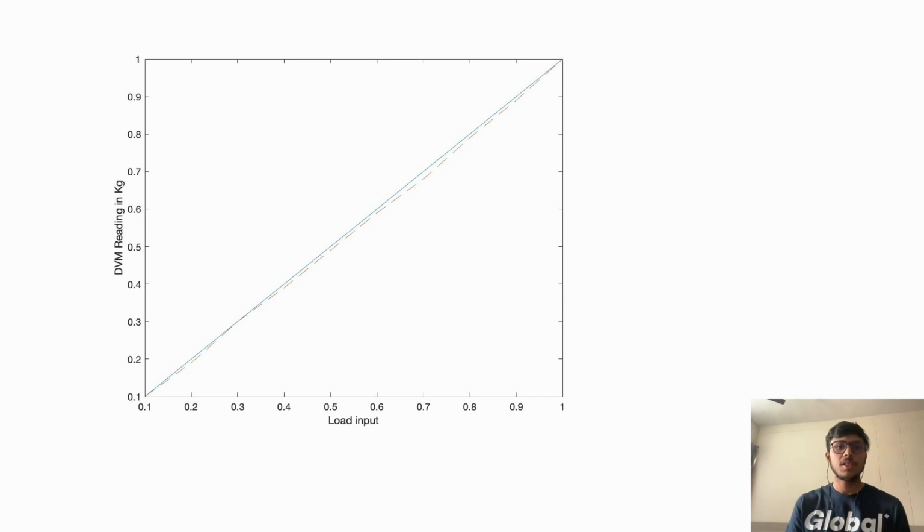So from this experiment, we could conclude one of the advantages of using the strain gauge based load cell is the linearity, and similarly we can observe the disadvantage is hysteresis occurred in the load cell. So it depends upon us whether we should use this load cell or not. This is the main conclusion of the experiment that I have performed in this laboratory.